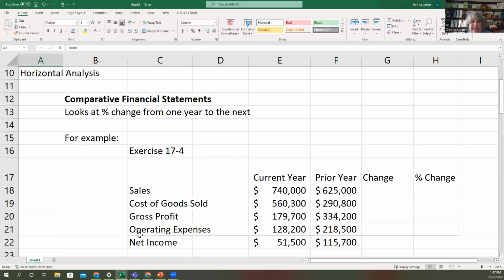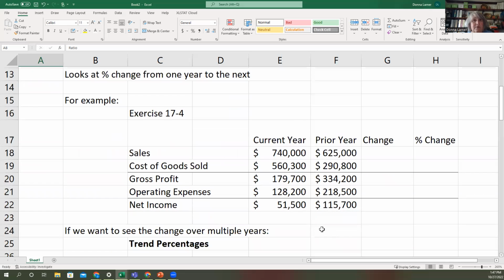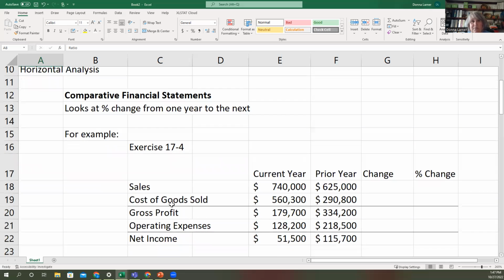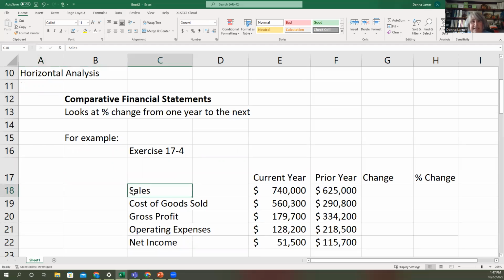It happens to be an income statement they gave us. We could do this exact same thing for a balance sheet. But what I need is 2 years of data side by side. So I just grabbed it because it had great data for what we needed. Sales last year and this year. And you can see sales went up. You can also see that cost of goods sold went up. Profits went down.